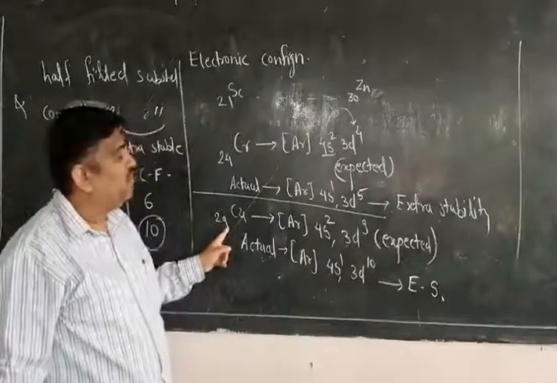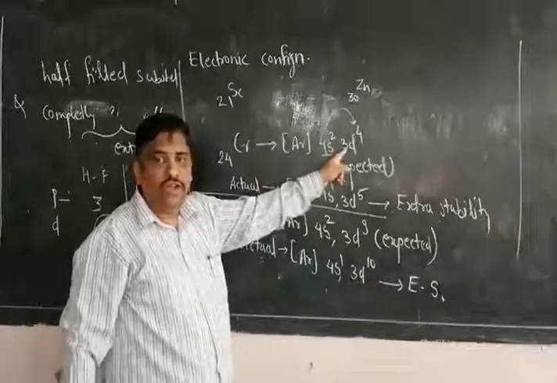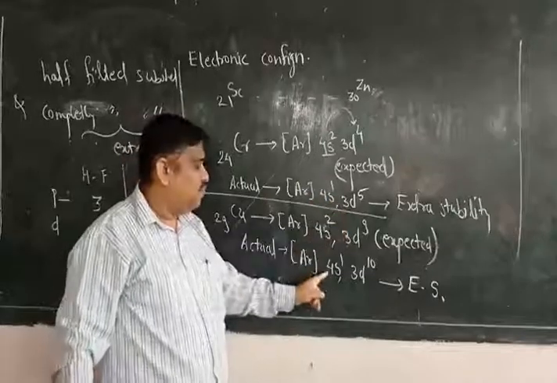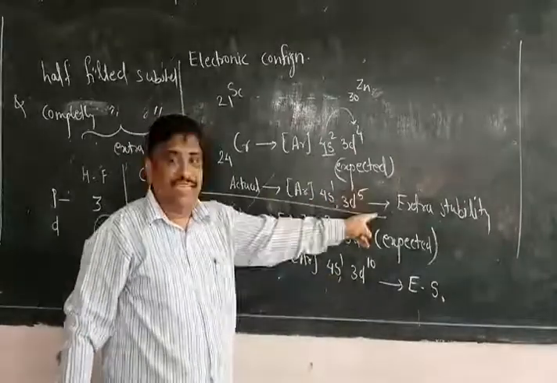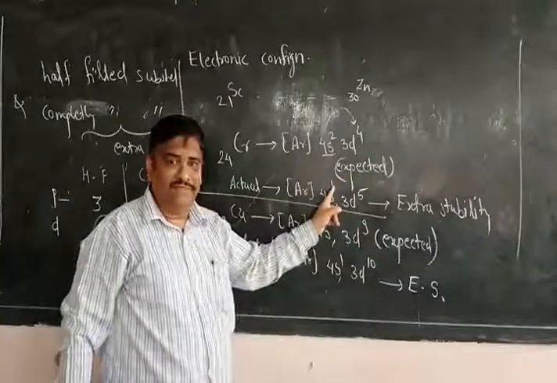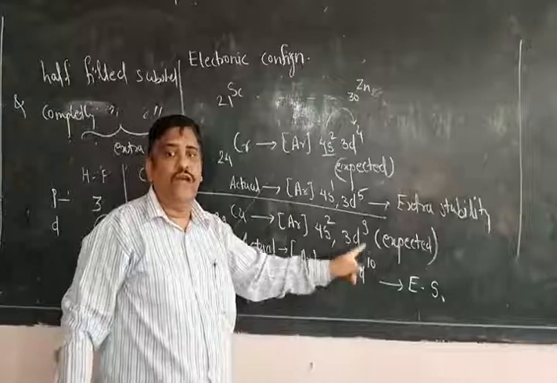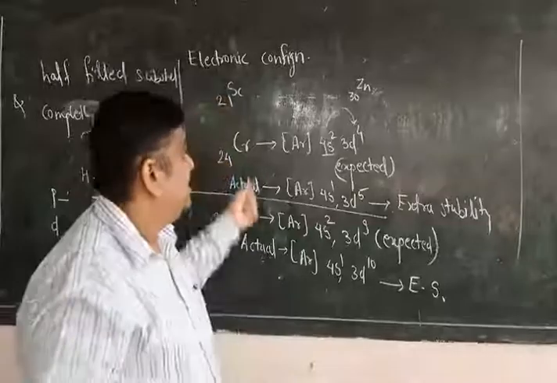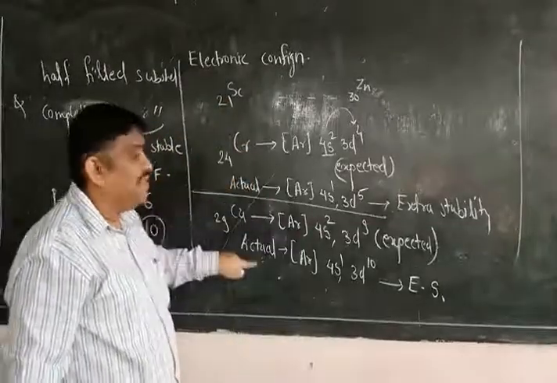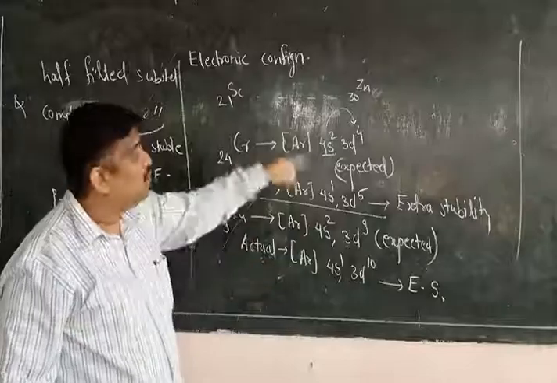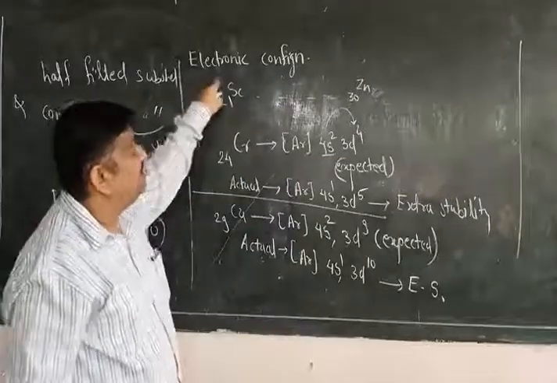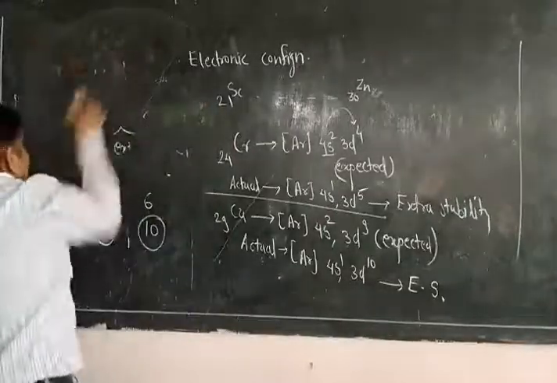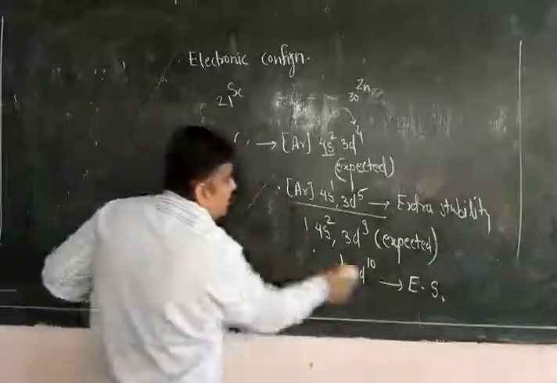Therefore, you have to remember the two exceptional cases, chromium and copper. The expected electronic configuration is 4s2 3d4, but the actual is 4s1 3d5, and for copper 4s1 3d10. The reason is extra stability due to the half filled D subcell, and extra stability due to the completely filled D subcell. Many times they have asked this for 1 mark, either the electronic configuration or the reason why it is so. So this is what we have covered in the electronic configuration. Now similarly you are going to discuss the next property, that is the atomic size.